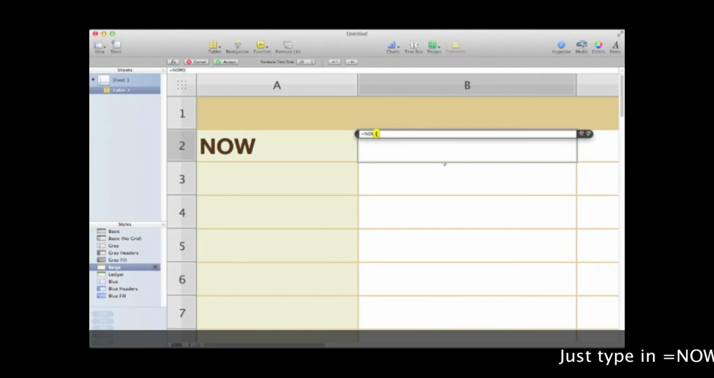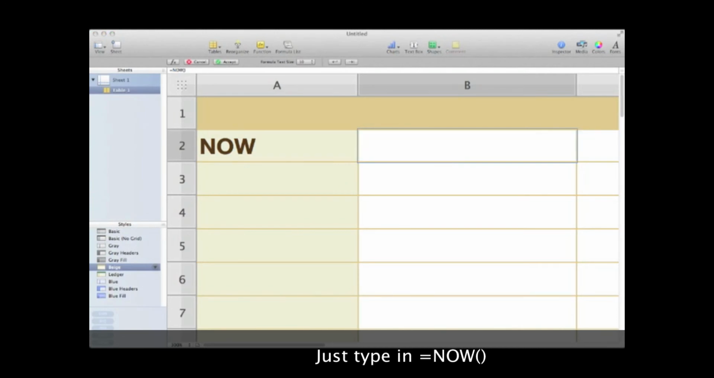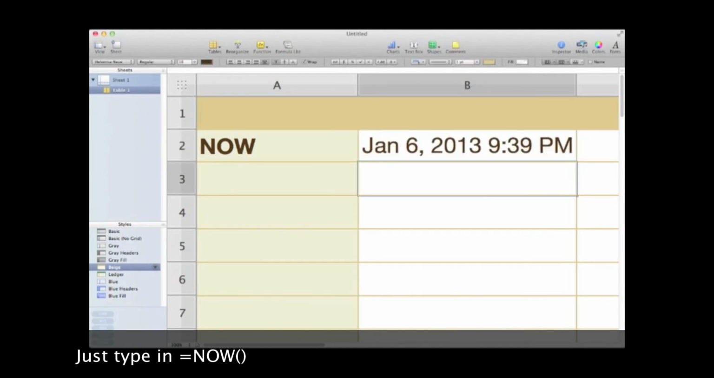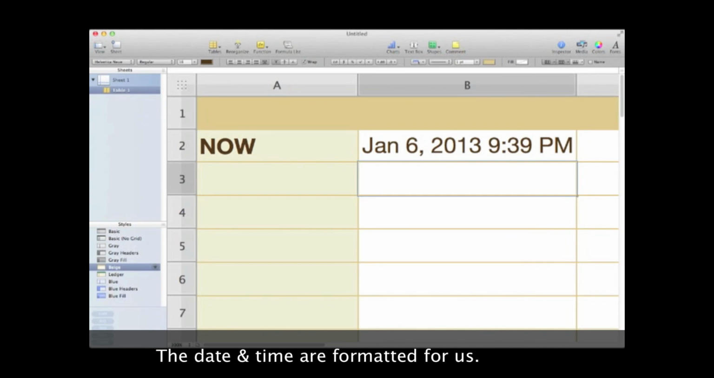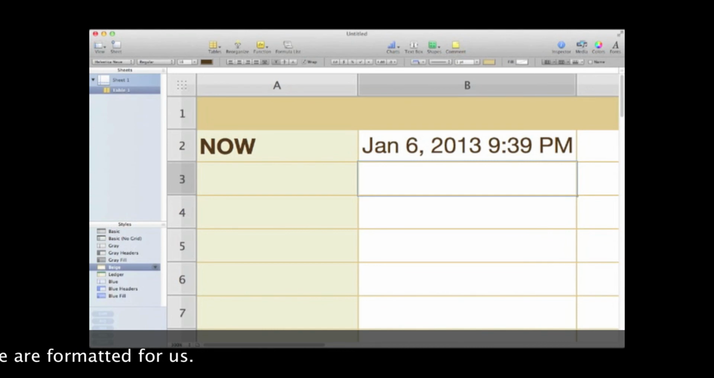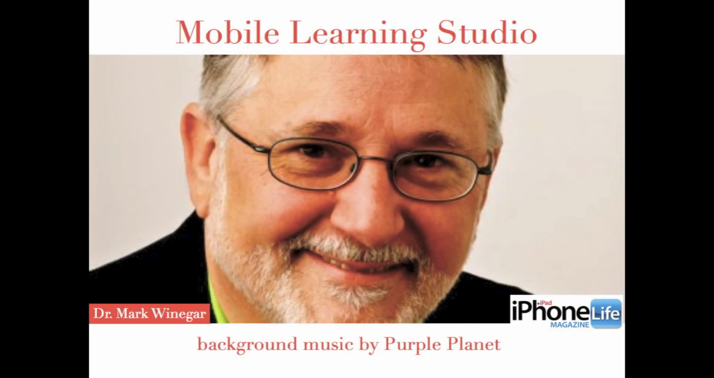To use the now function, simply type in equals now and a pair of parentheses, and the date and time are displayed in a format we can understand. Give this a try on your computer.